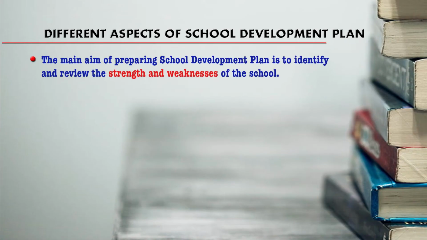And now let us focus upon different aspects of the school development plan. So what are the different aspects that are supposed to be included in the SDP, in the school development plan? First of all, let me say that the main aim of preparing the school development plan is to identify and review the strengths and weaknesses of the school.